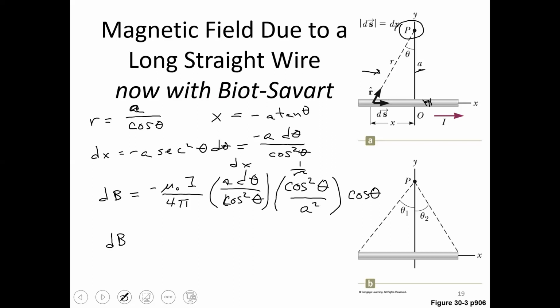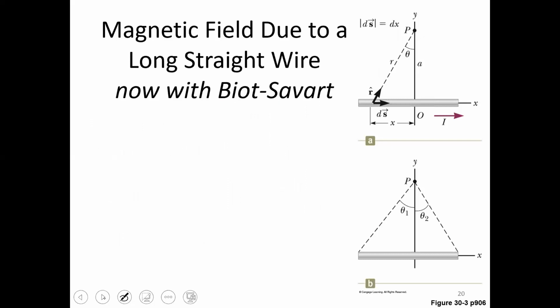I want to clean it up a little bit further and say that dB should then be equal to my negative sign, don't forget that, mu 0 I over 4 pi a, cosine theta d theta. Okay, this is already starting to look a little cleaner and a little better, trust me. So finally, once we have this all cleaned up and in terms of one variable, what we're going to do is integrate to get our total field at point P that is being caused by all these little current elements.